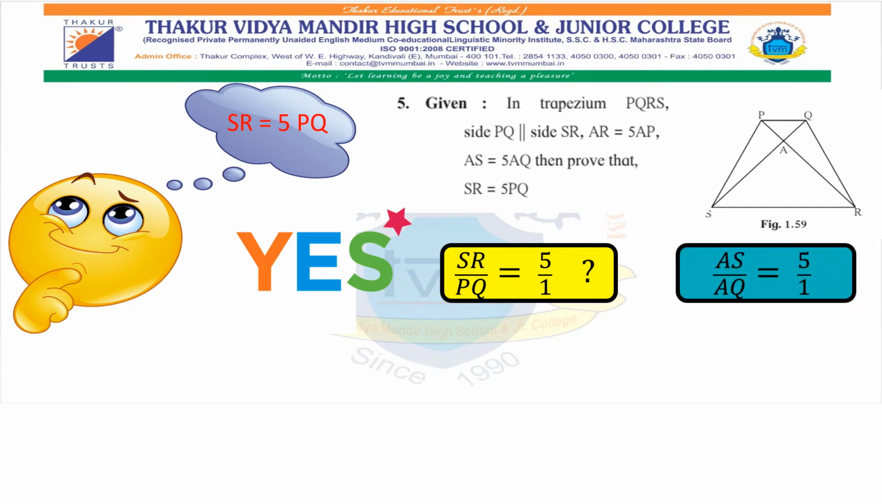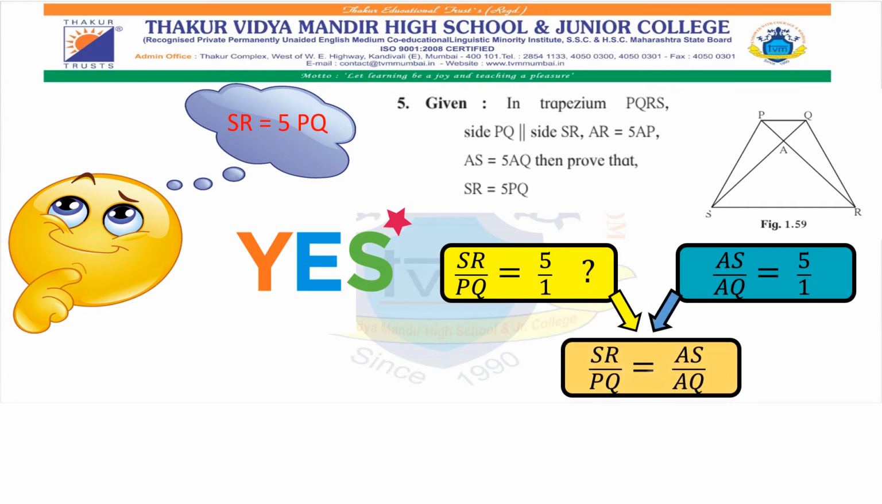So what do you think? What should we prove now? Yes, you are right. We should prove SR upon PQ is equals to AS upon AQ. Now remember what I am saying. Whenever you have to prove two sides in proportion, like in this SR upon PQ equals to AS upon AQ, always remember first we'll find out whether these two sides which I have to prove similar, they belong to some triangle.